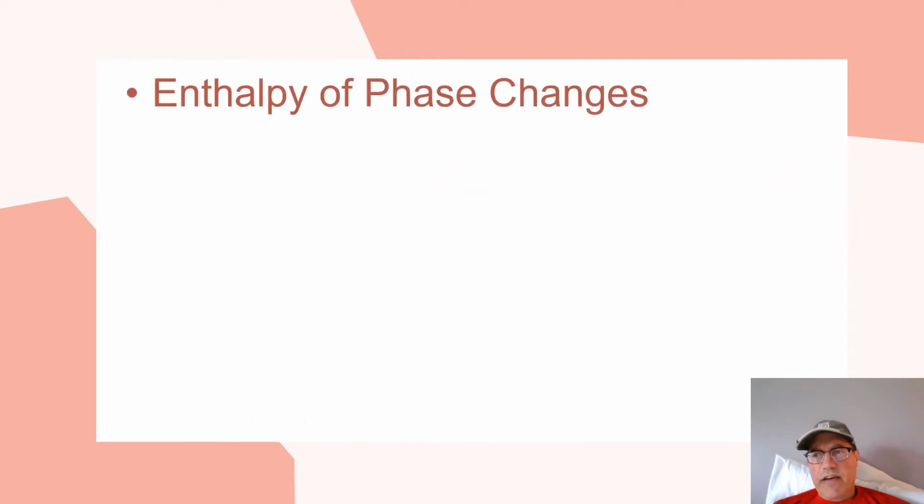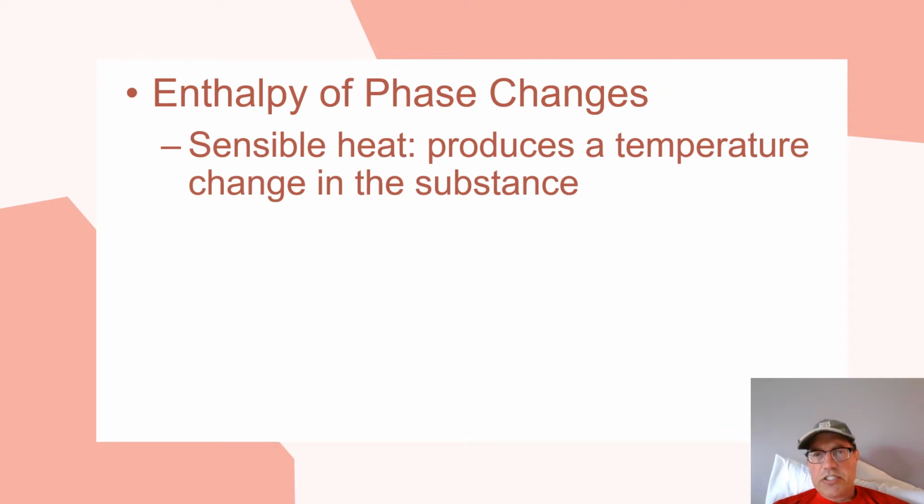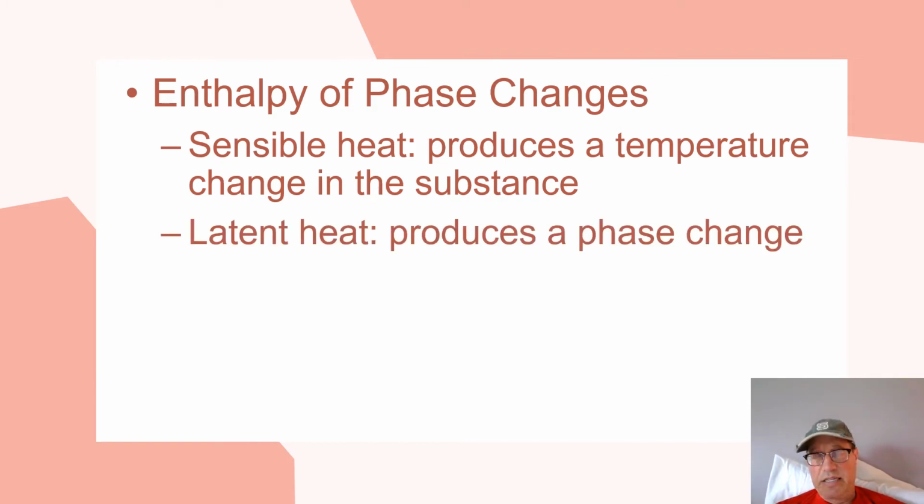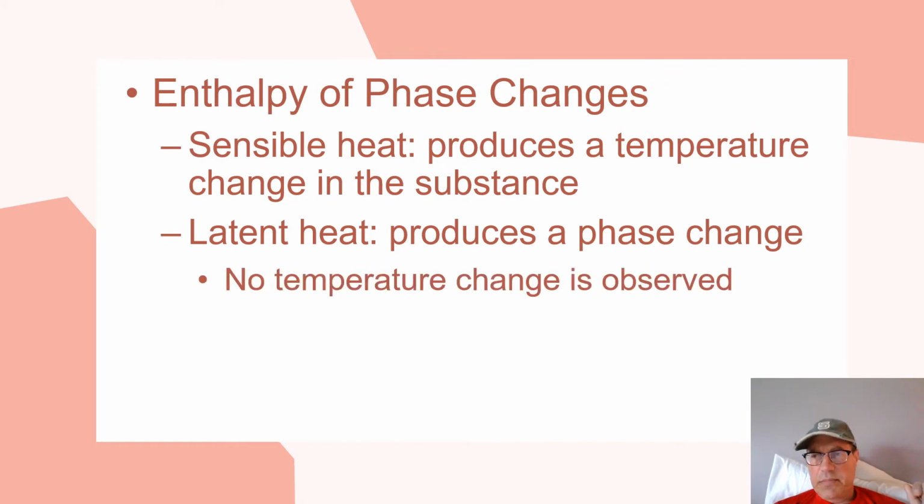All right, so we have enthalpy of phase changes, sensible heat. Again, that's where we're measuring the temperature, the kinetic energy of a substance on a heating curve diagram. And then you have the latent heat, and that's what's actually producing the phase change itself. All right, and I'll show you on the graph that's coming up next. But know that in latent heat, we do not have any temperature change.